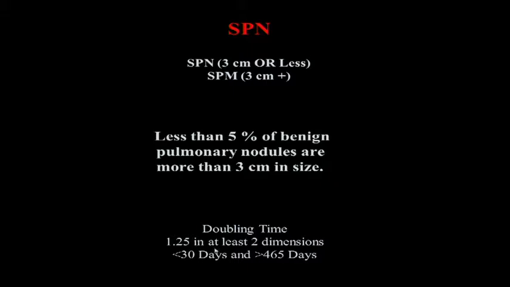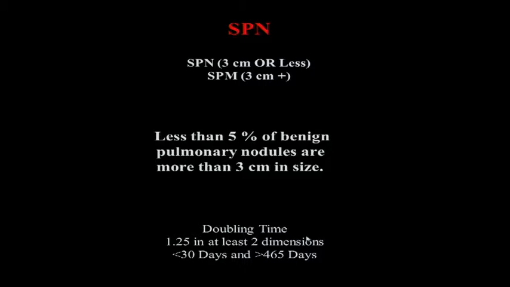1.25, at least in two dimensions. So a doubling time is measured when there is an increase of 1.25 times in at least two dimensions. Then you can call that this has doubled. Another way to put it is that it's 33% of the mass. If the mass increases in volume by 33%, it is doubled. It doesn't have to increase by 50%. Does that make sense? Because it's a volumetric measurement. Increased by 33% or 1.25 times.